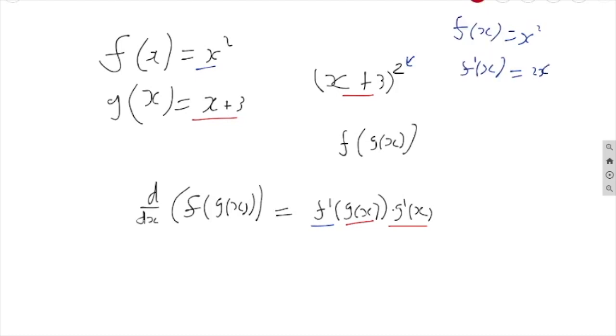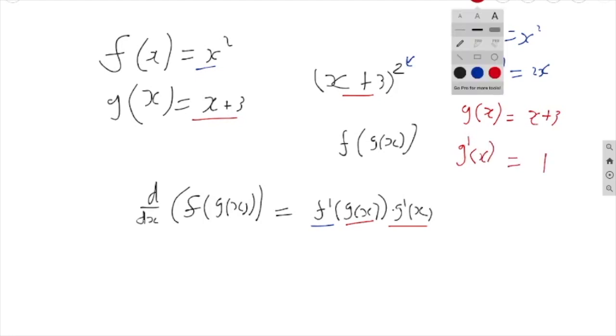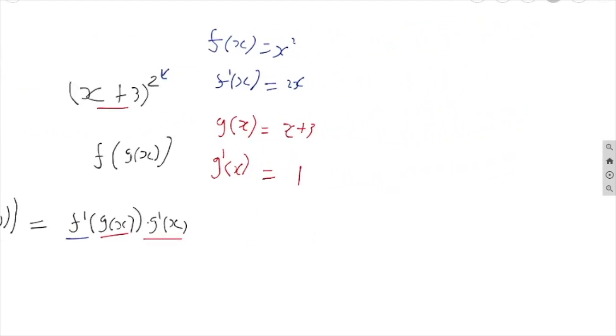Similarly, our g of x is equal to x plus 3, and so our g prime of x is equal to 1. Nice and simple. So, if we apply the definition, let's give ourselves a little bit more space over here, we are going to be applying f prime using g of x. Since f prime is up here as 2x, we're going to swap this x for whatever g of x is, which in this case is x plus 3.